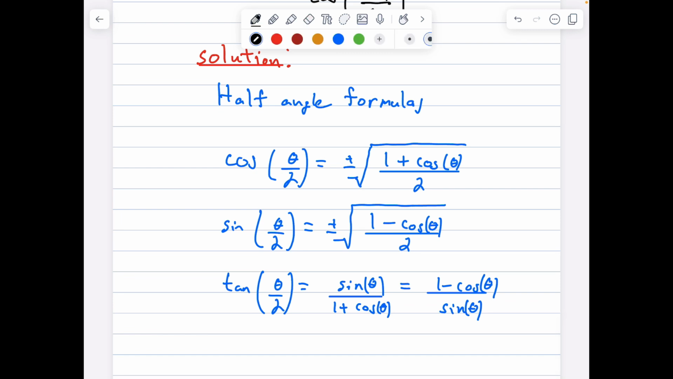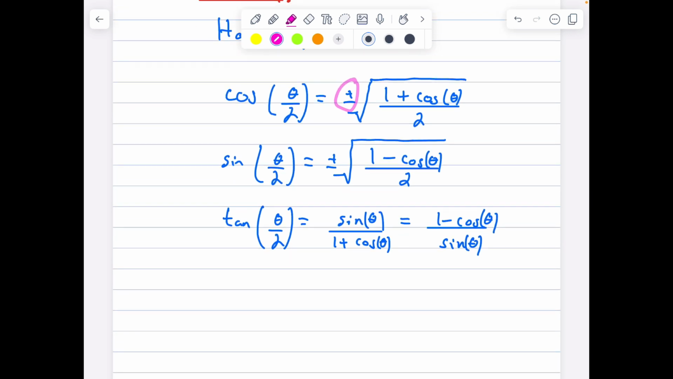Cosine of theta over 2 is equal to plus or minus, that's what that plus or minus here means, the square root of the quantity 1 plus cosine theta all divided by 2. The sine of theta over 2 equals plus or minus the square root of 1 minus cosine theta over 2. And then finally, the tangent of theta over 2, there's two versions of this identity. Sine theta over 1 plus cosine theta, and then we have 1 minus cosine theta over sine theta. Okay, that's the second version. So we'll be using that cosine formula.